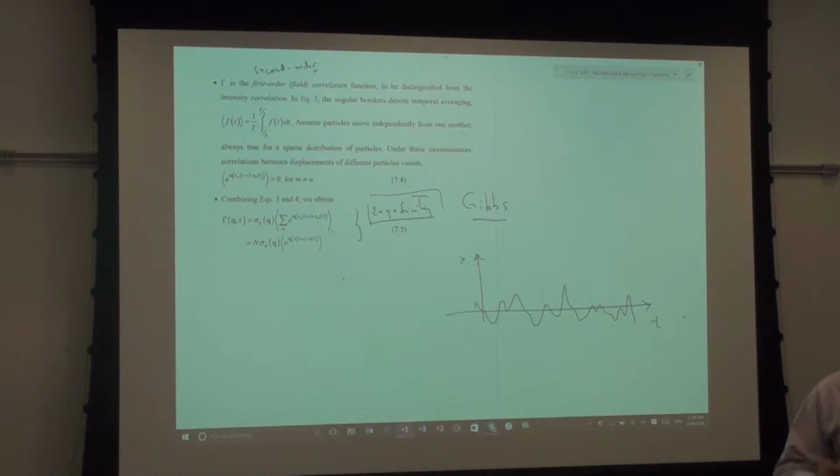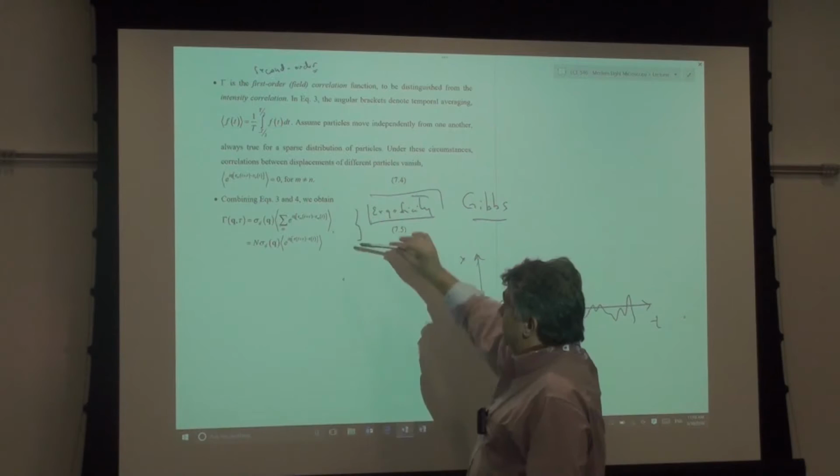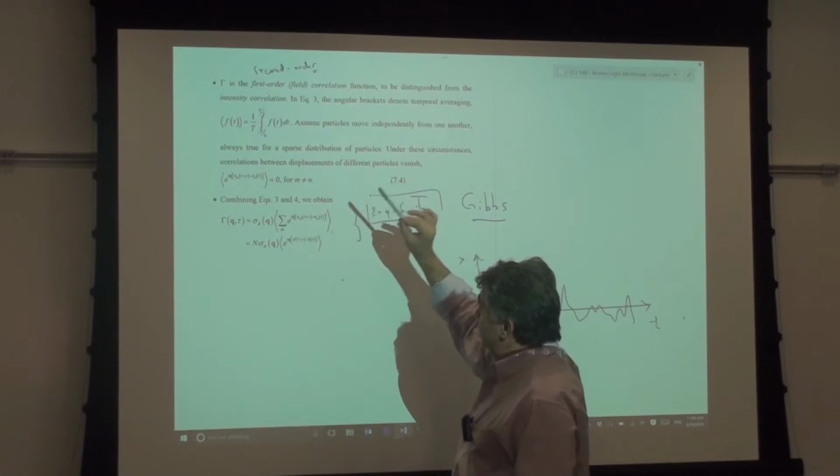Okay? There are exceptions to ergodicity. There are systems that are clearly not ergodic. But a suspension of particles under Brownian motion, they are perfectly ergodic systems. So basically, we're talking about ensemble averaging as opposed to temporal averaging.